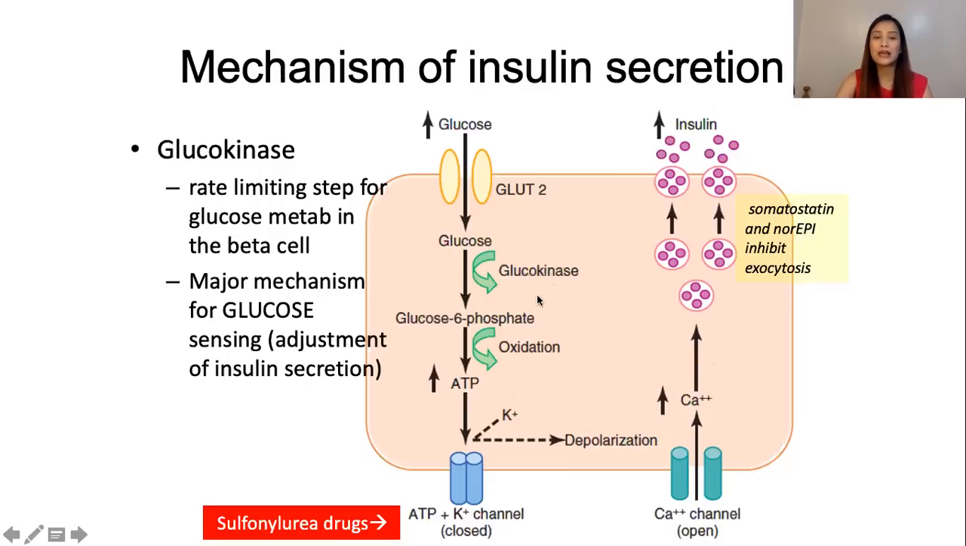It's been said that your glucokinase is the rate-limiting step for glucose metabolism in the beta cell. So it has also been termed the major mechanism for glucose sensing. If you have a defective glucokinase, your beta cell will not be able to sense the level of glucose in your blood.